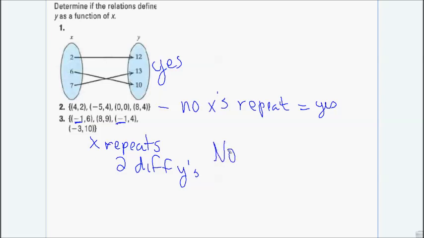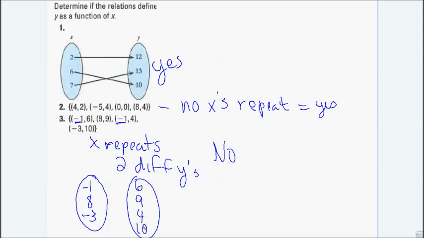Okay, and another way you can do this, if it's better for you visually, we can draw an oval for the domain and an oval for the range and start listing the x's. I have -1, 8, -1, I don't repeat it, and then -3. And then my range, I have 6, 9, 4, and 10. And then I can draw my arrows. -1 goes with 6, 8 goes with 9, -1 goes with 4, and -3 goes with 10. And then you can see that there's two arrows on this -1. So if looking at the list of ordered pairs like this doesn't work for you, draw a picture like this, if that's better.